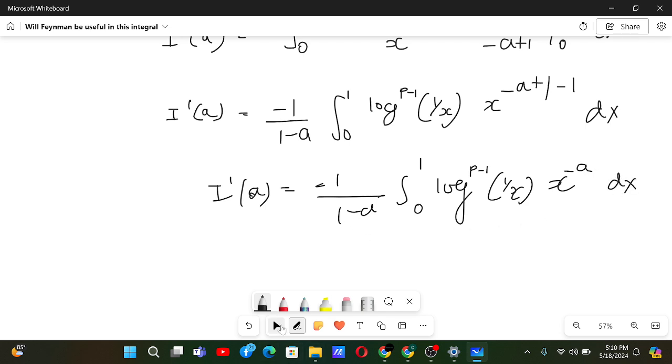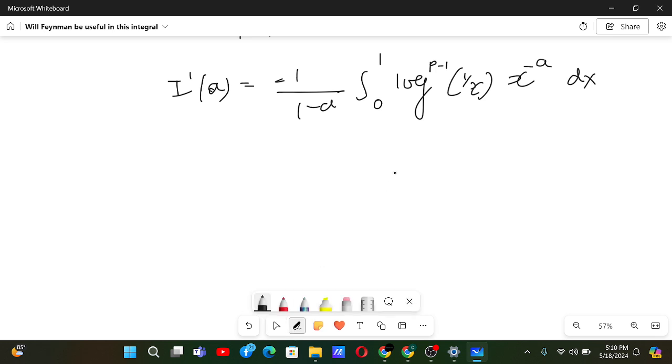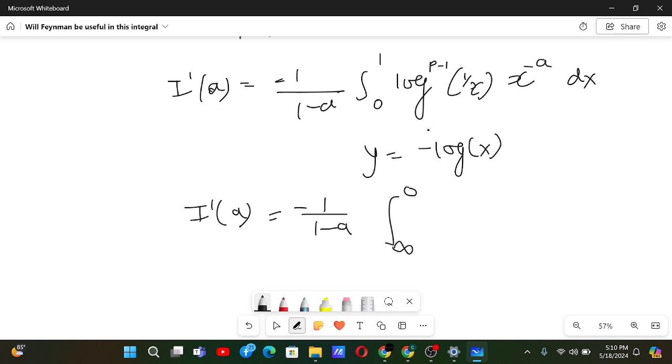Now to simplify this integral, we will make a substitution: first of all, let y equal minus log of x, which is just log of 1 by x. If you make the substitution, we get I dash of a equals minus 1 by 1 minus a, now from infinity to 0. We know that minus log of x is just y, so y to the power p minus 1, and x is just e to the power minus y, so this is e to the power minus y times minus a, that is e to the power minus a y, and then dx is e to the power minus y times minus dy.